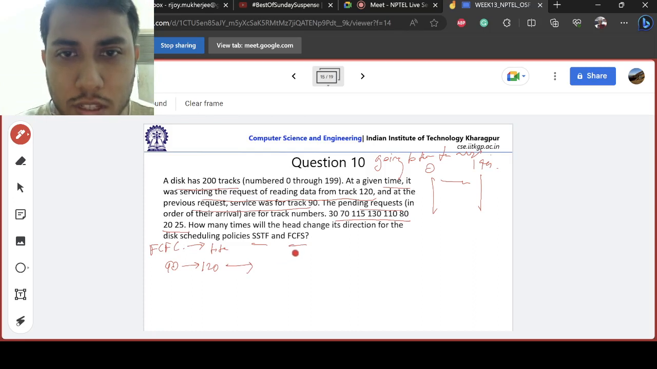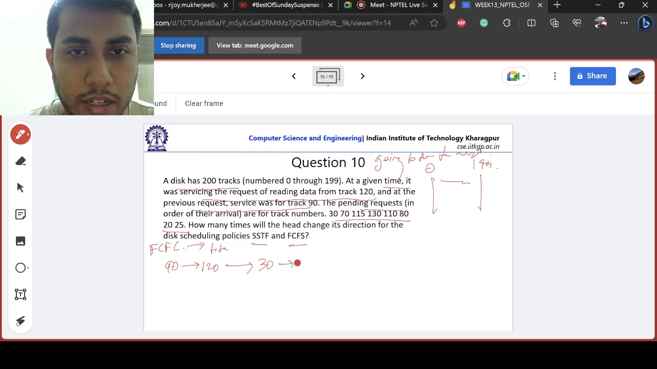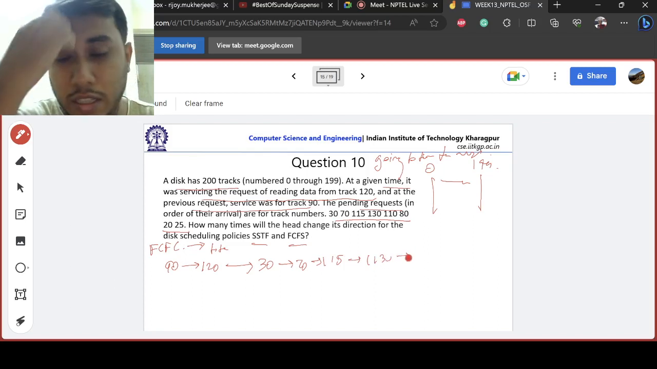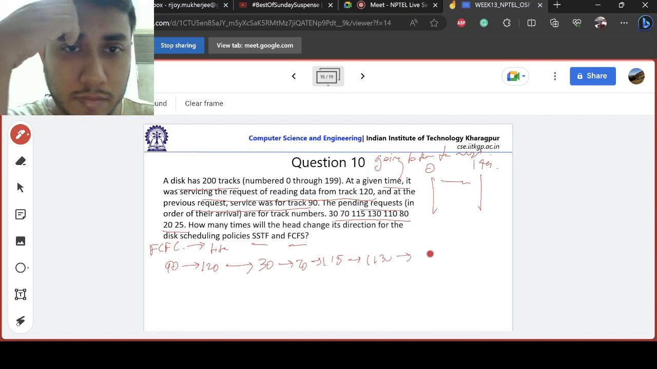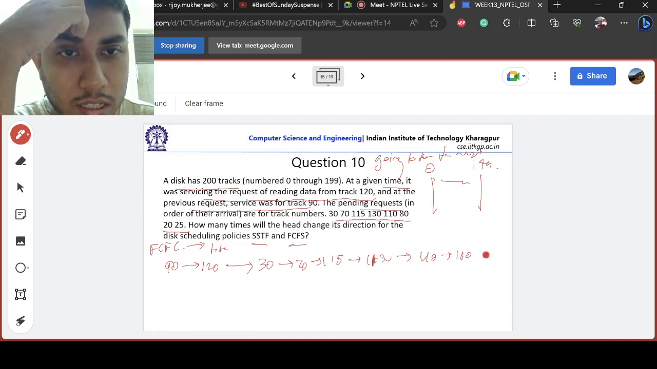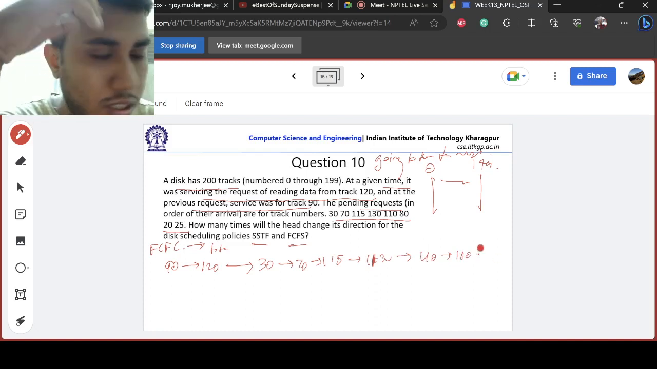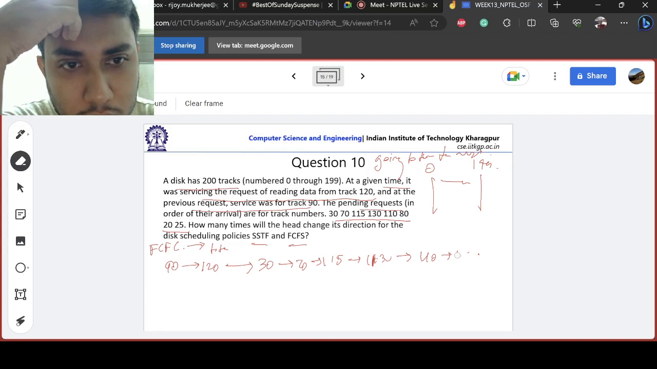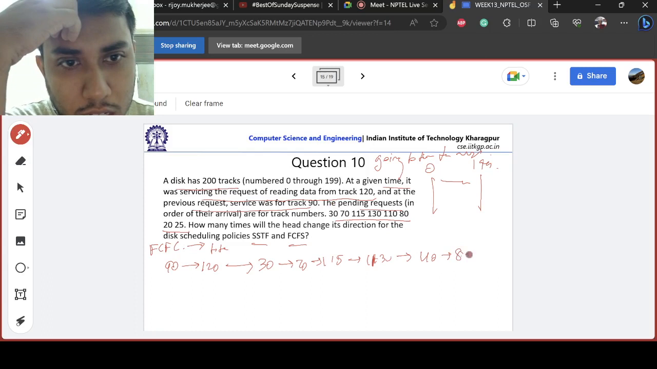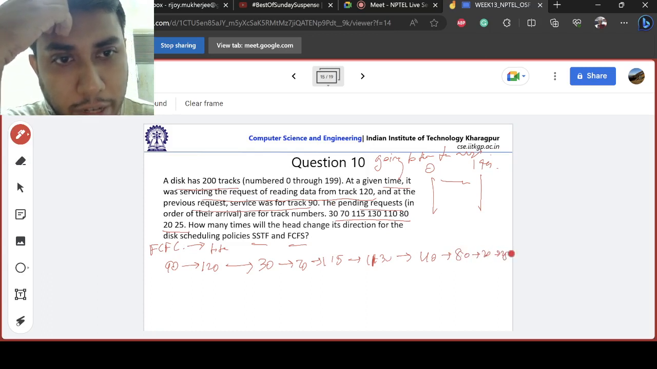So if it is FCFS, first come first served, the first request is 30, then 70, then 115, then 130, then 110, then 80, then 20, then 25.